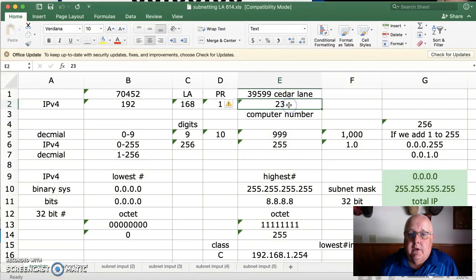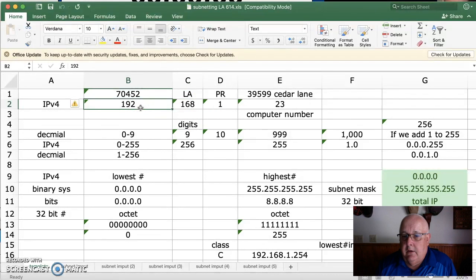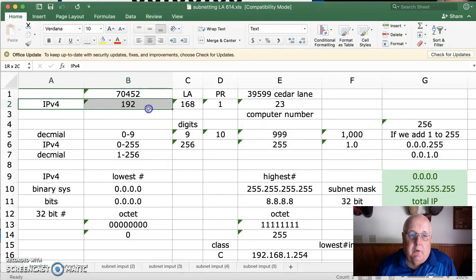So 23 may be the number of my computer, 1 may be the number of my department, 168 may be my division, and 192 may be the number of my company. This is an example of what we call an internal IP address.